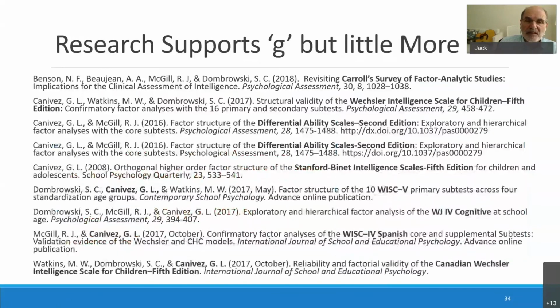And all these different studies here, they all found the same thing. Whether you look at John Carroll's stuff, or the WISC, or the Differential Ability Scales, or the Stanford-Binet, or the WISC in Spanish, or the WISC in Canada, or whatever, they all found the same thing, time after time. This is kind of scary, actually, because we've been taught the opposite.